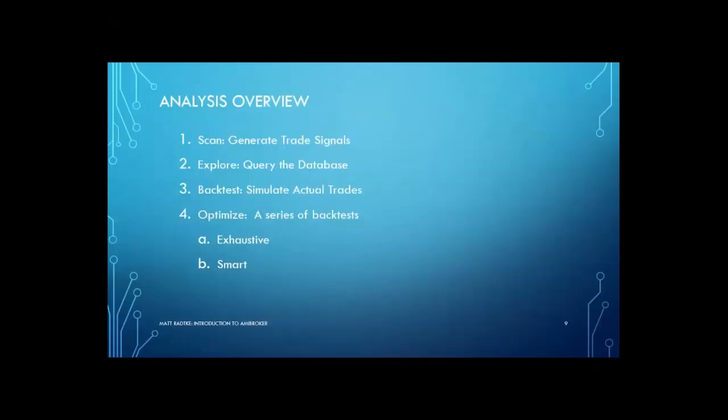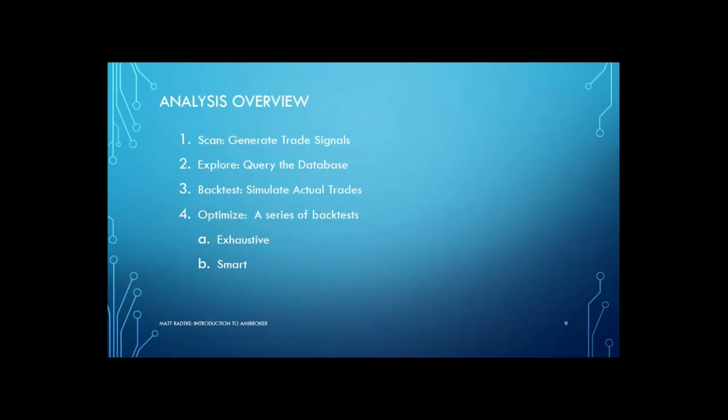All right, so the other primary thing that you can do with AmiBroker is a group of functions that AmiBroker refers to as analysis. And there are 4 types of analysis. The first type of analysis is called scan. All a scan does is it goes out and finds all of the entry and exit signals, so buy, sell, short, and cover, that your AFL has generated. It does nothing else, but that can be very useful sometimes.